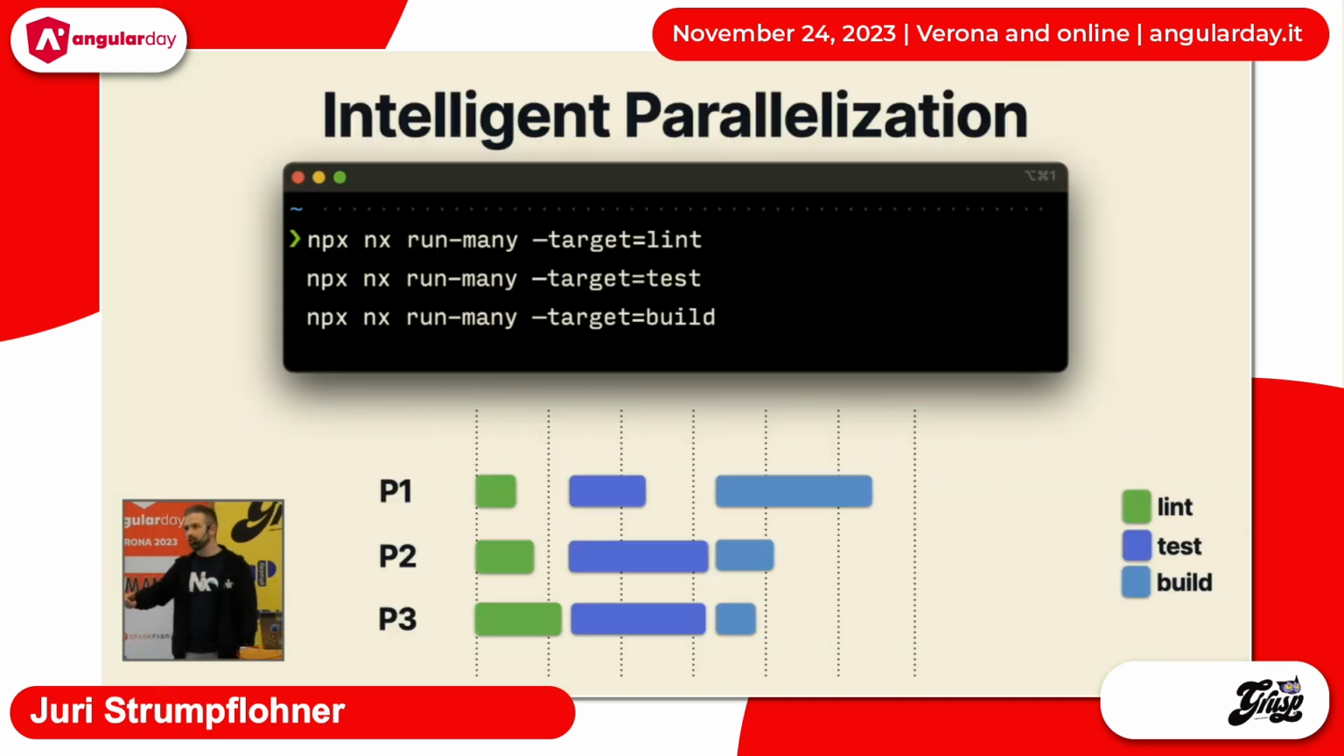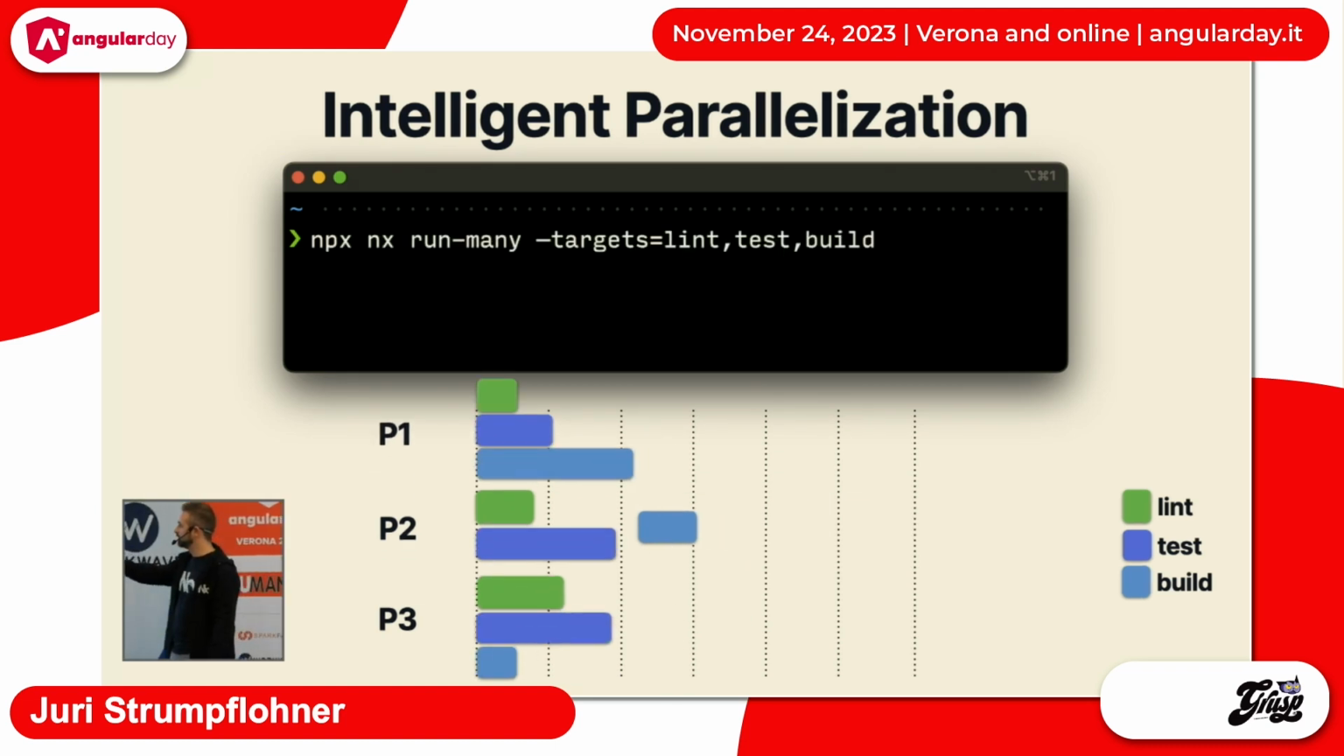And then on top of it, there come more things, right? So intelligent parallelization. What we can do in Nx, for instance, instead of doing this, we do something like this, right? So we run everything in parallel, but knowing the dependencies between those tasks. So you can see here there's one block that is further on the right.